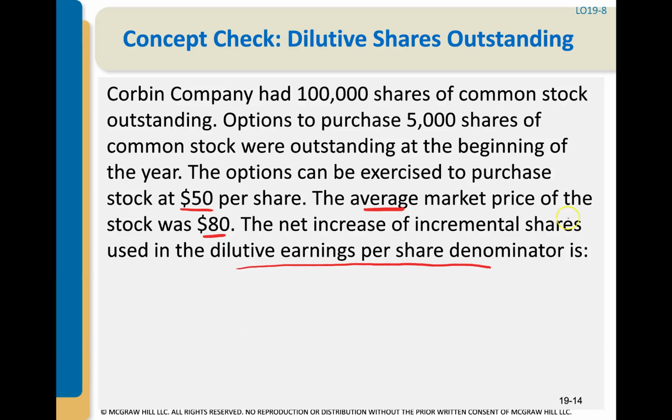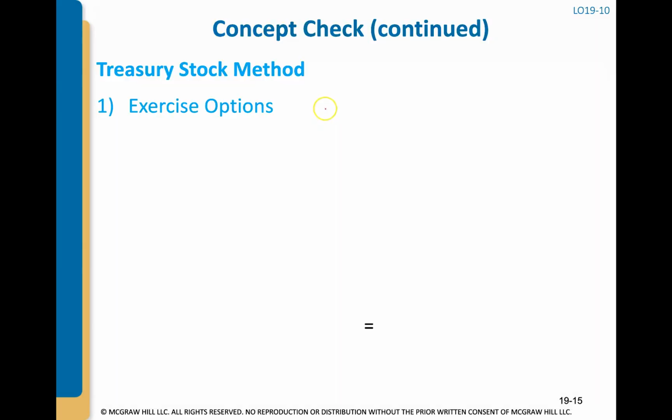So now they want just the net increase, okay? Not the total number of weighted average number of common shares outstanding, just the increase. If we wanted to take the total, we would just have to add 100,000 to it. But let's see how we do that calculation. We're going to use our treasury stock method.